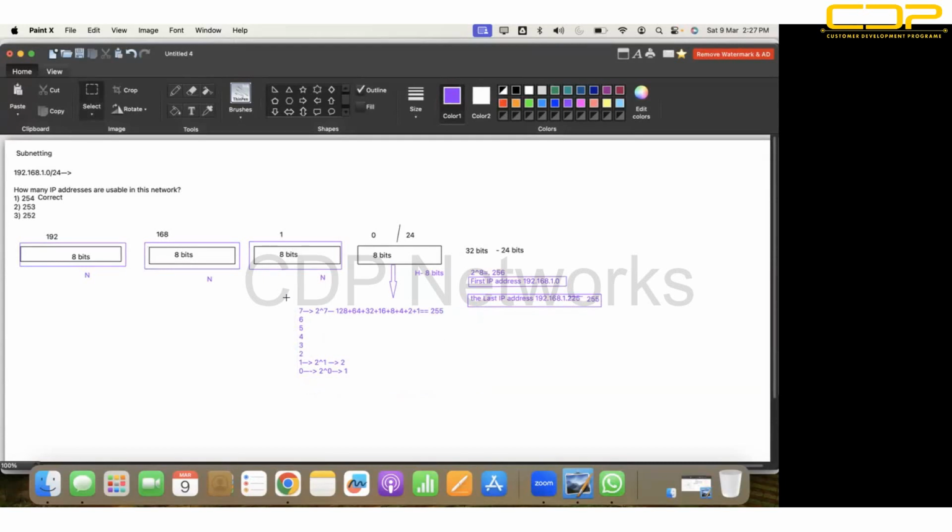Now, guys, who knows subnetting, please don't answer. This question is for the people who do not know subnetting. For example, I have a question: 192.168.1.0/26. You need to tell me the number of network bits and the number of host bits.